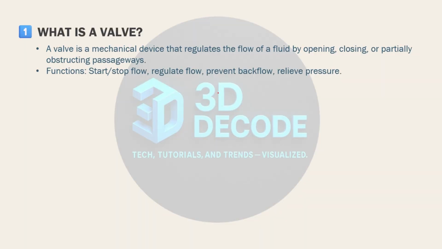What is a valve? A valve is a mechanical device that regulates the flow of a fluid by opening, closing, or partially obstructing passageways. Functions: start-stop flow, regulate flow, prevent backflow, relieve pressure.